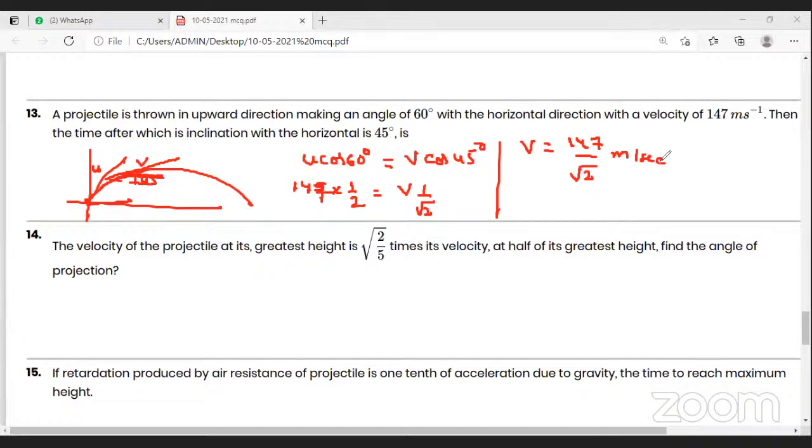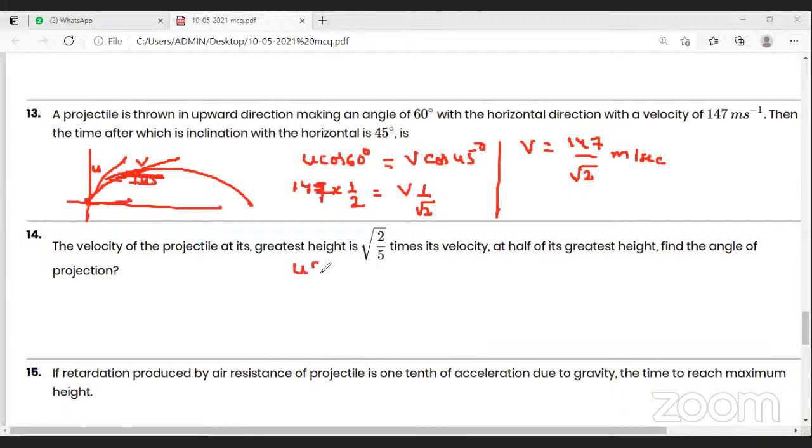They're asking the same question only. They are asking for the time taken to travel from one inclination to the other. The U value we know, and the V value we also know here. But they are asking what is the time taken from this point to that point. Now, only the vertical components you take to calculate the time.